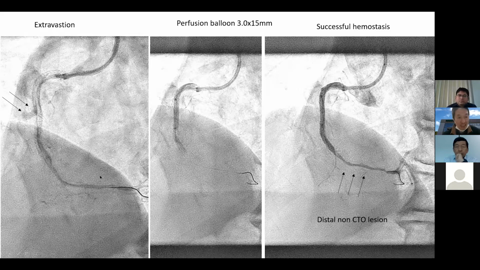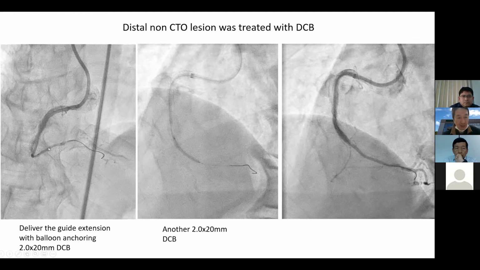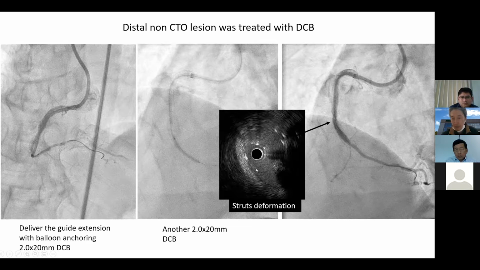So I decided to use a DCB. I brought down the guide extension to the very distal RCA and delivered the 2.0 by 20 SeQuent Please, this fast. And at the proximal part, again I brought back the SeQuent Please. And this is almost final. Good. And then when I checked the IVUS again, this part had stent deformation. The stent strut is free from the wall. The center of the artery has a strut here and some other strut here.